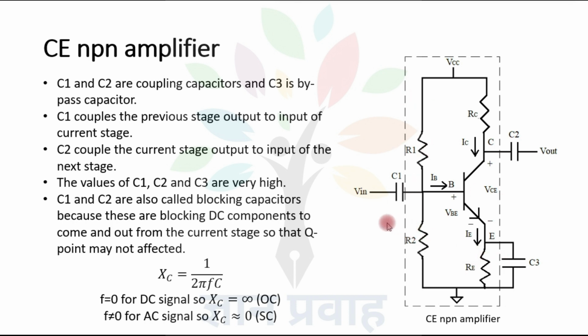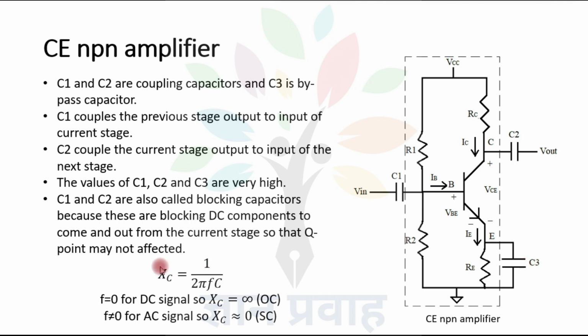So for this purpose we are using three capacitor values C1, C2 and C3. C1 and C2 are called coupling capacitors because these are coupling input and output signals, and C3 is the bypass capacitor. The values of C1, C2 and C3 are very high in order to provide the proper amplification. So when we are doing the DC analysis, in this case C1, C2 and C3, these are operating in open circuit.